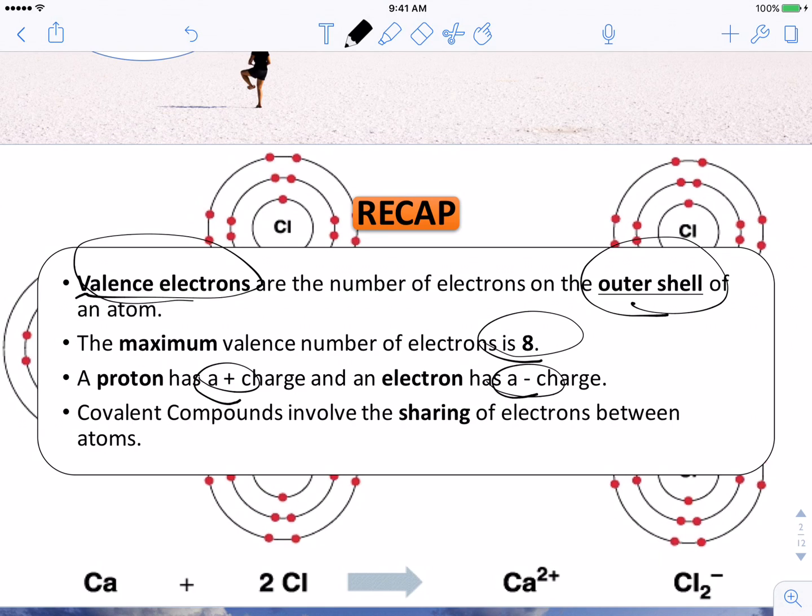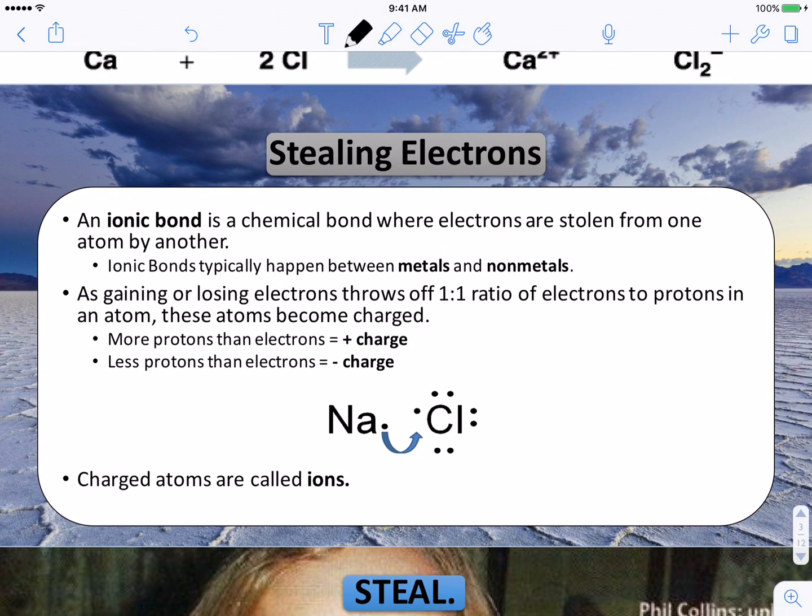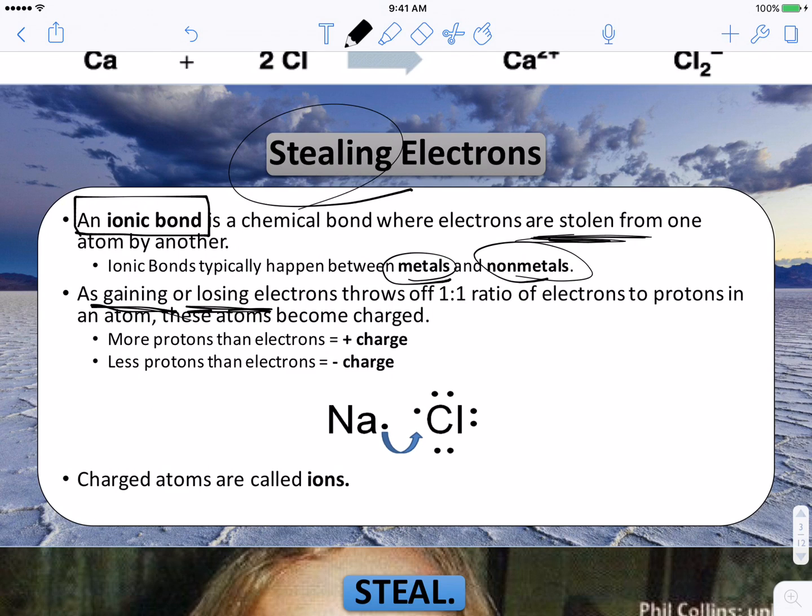And then covalent compounds involve the sharing of electrons, whereas ionic is giving and taking, or as we call, stealing of electrons. So an ionic bond is a chemical bond where electrons are stolen from one atom by another. And ionic bonds typically happen between metals and nonmetals, as I mentioned earlier. So as gaining or losing electrons throws off a 1-to-1 ratio of electrons to protons in an atom, these atoms become charged.